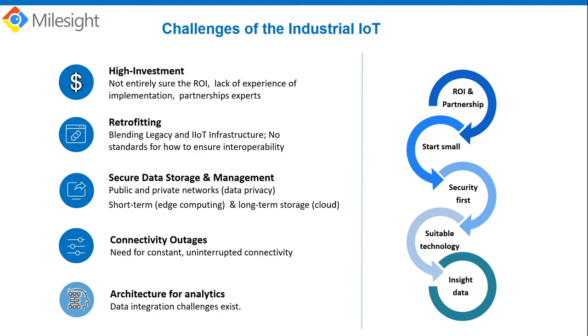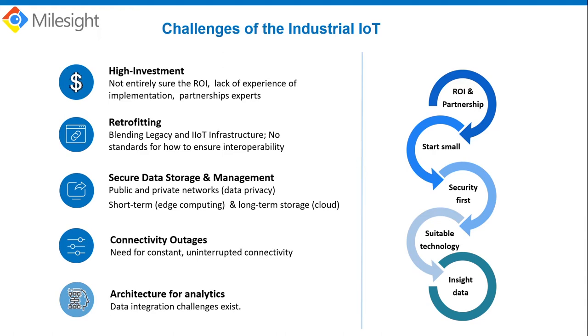And another key thing that enterprises need to consider is the connectivity outage. We need constant, uninterrupted connectivity. The challenge is that achieving 100% availability is almost impossible. So you need to consider range, number of locations, if it's between multiple factories, as well as power consumption issues.